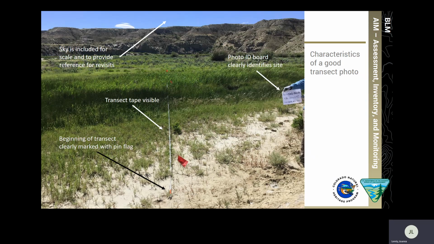Here are some characteristics of a good transect photo. The sky is included for scale and to provide reference for revisits. The transect tape is visible, and the beginning of the transect is clearly marked with a pin flag. The photo board is held by a person with only the hand or arm showing, not the full body of the person, but it is clearly visible, and clearly identifies the site.